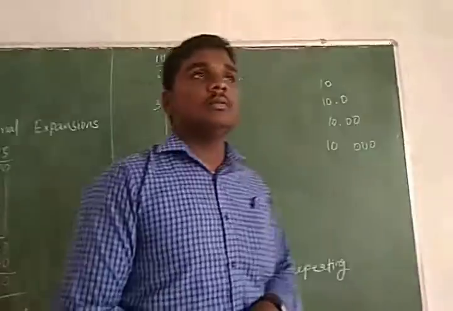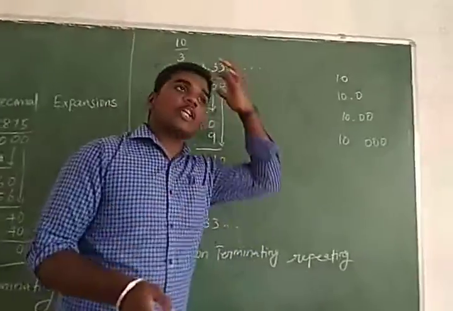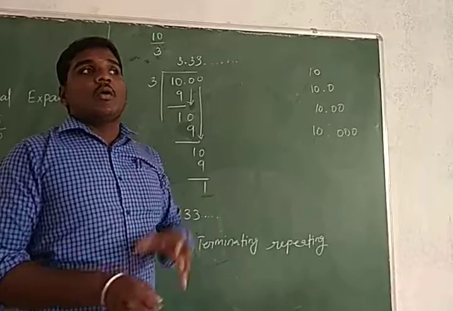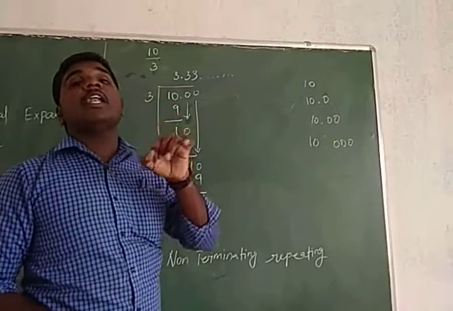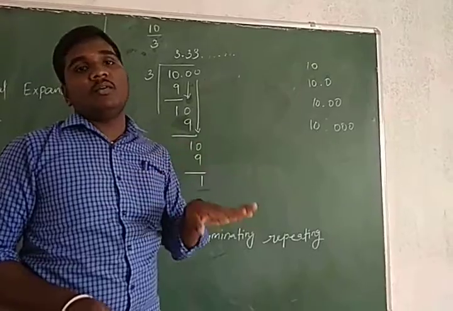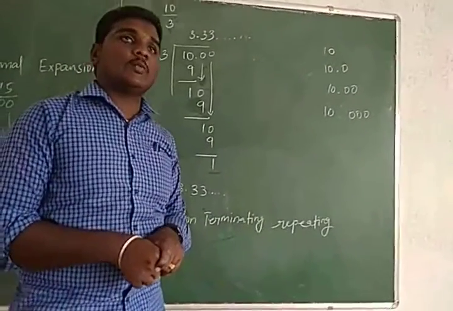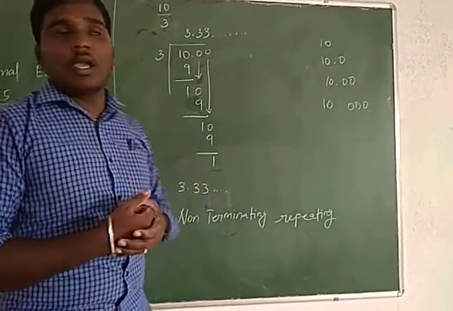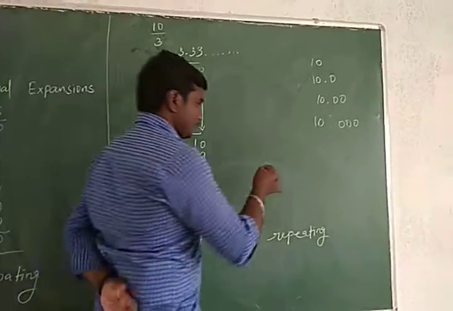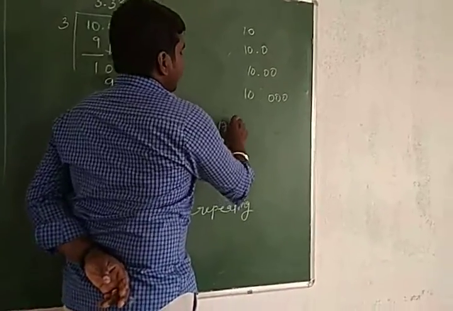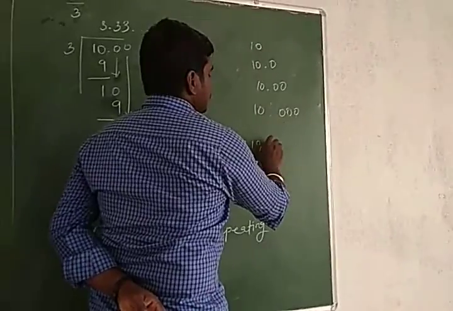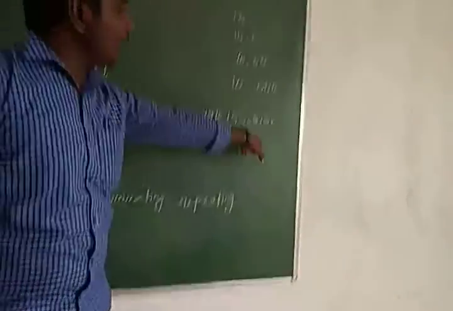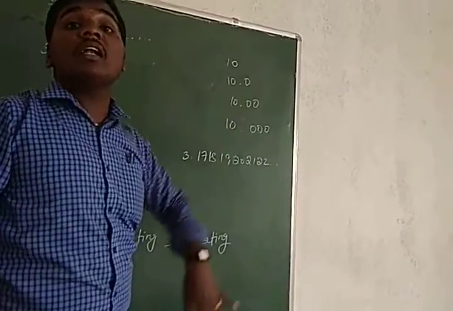For an irrational number, one example: what is the value of pi? 22/7. In decimal expansion, 3.1415 something. You see the book: 1 trillion decimals, somebody found it. So that is non-terminating, non-repeating. I will explain one problem: 3.1718192122. This is called non-terminating as well as non-repeating.